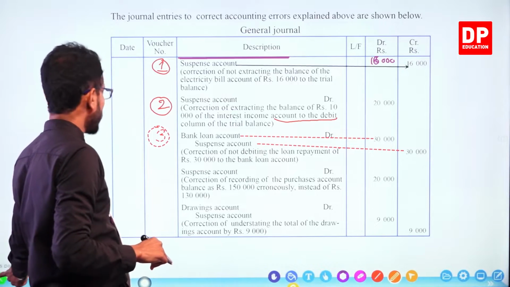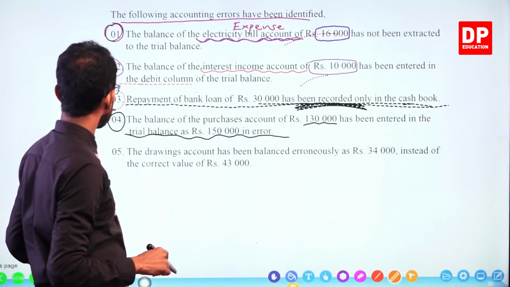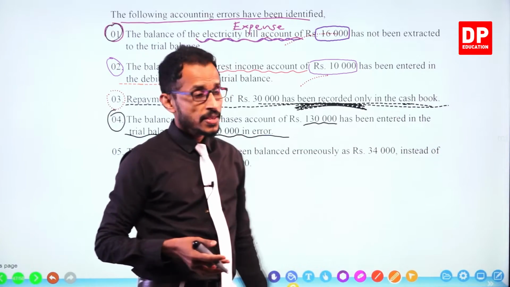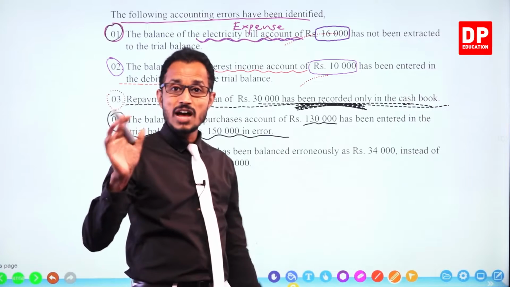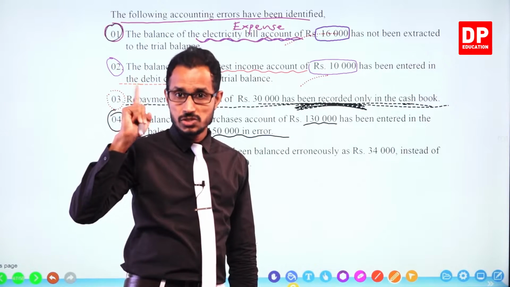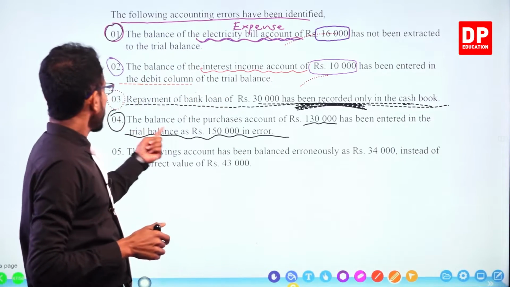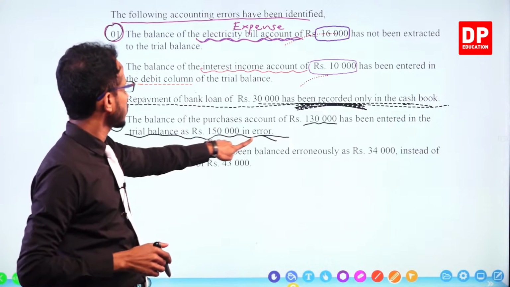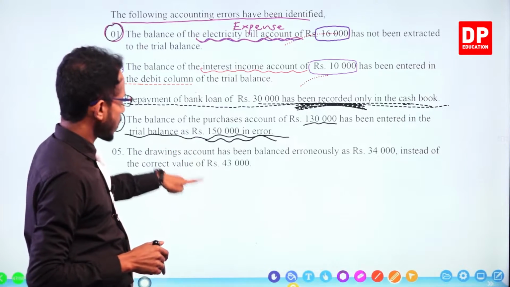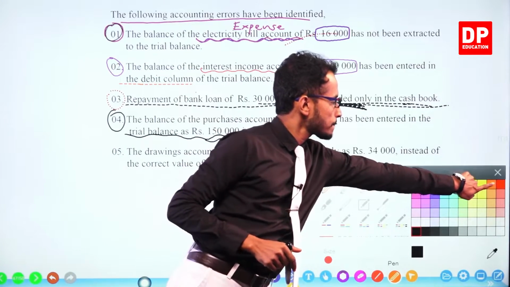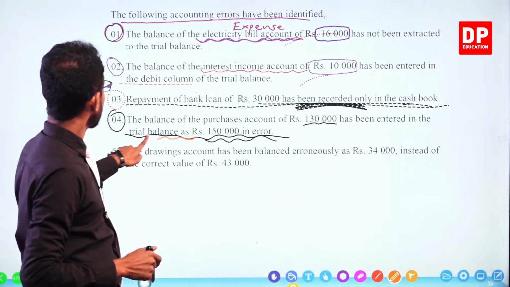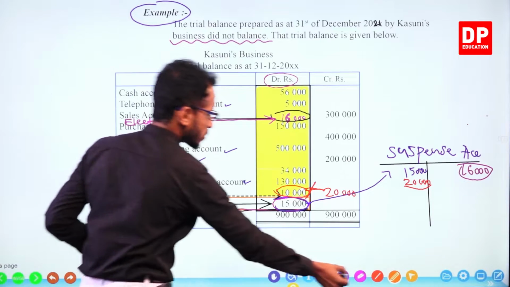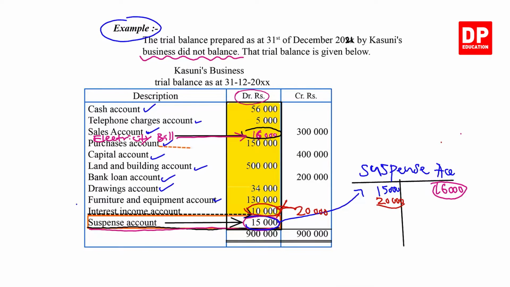So third error also, we should write the double entry or journal entry to correct the error. And this is an error which has occurred in the trial balance. That means only one entry is going to the journal. Balance of purchases account 130 has been entered as 150 in the trial balance. Let's see. Trial balance purchase account, it's here and it's 150.